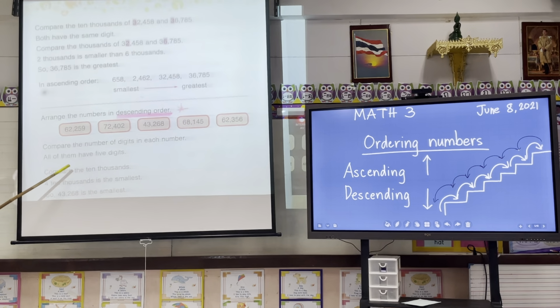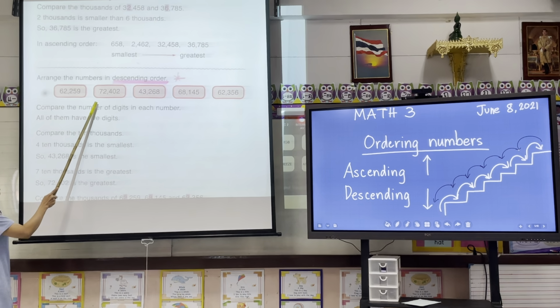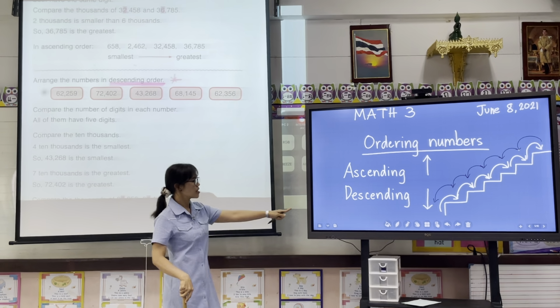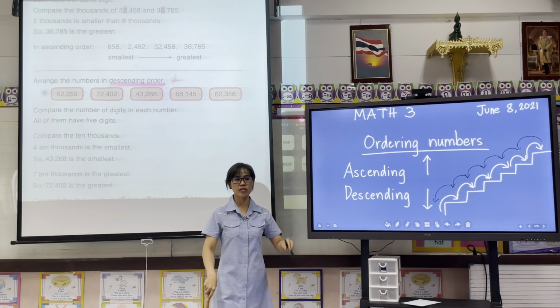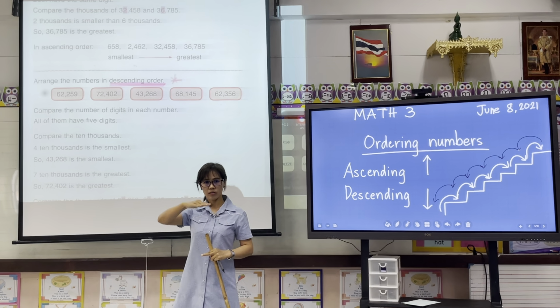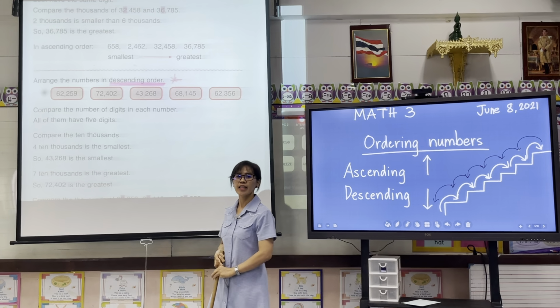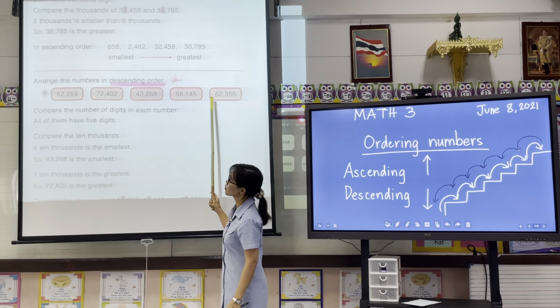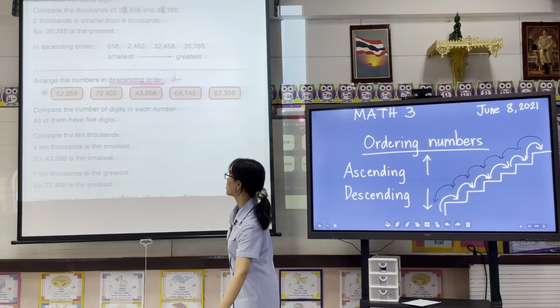Okay, another example. Arrange these numbers in descending. Okay, you see, descending, going down. We start with the biggest or greatest number to the smallest number. Alright? So let's see how many numbers here. 1, 2, 3, 4, 5. So there are 5 numbers.